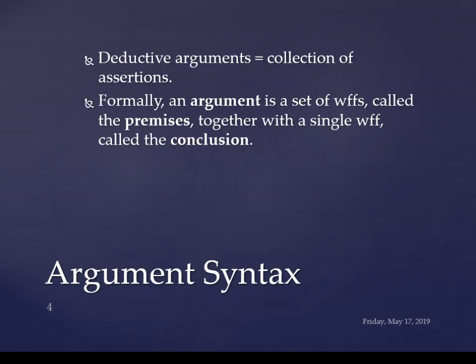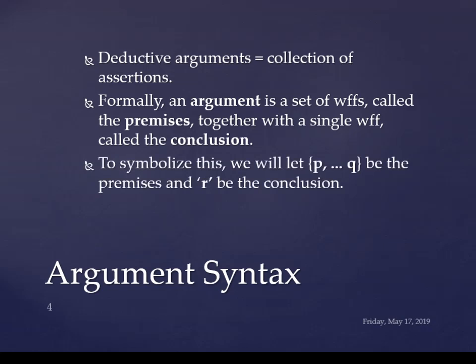So we're going to be symbolizing our arguments with this type of notation. We're going to put our premises in curly brackets, which indicates that there's a set or a collection. The contents are separated by commas. So you have one formula that's a premise, and then a comma, and then there might be some more, all the way on down the line to Q. Those are going to be your premises, and then R is going to be the conclusion.